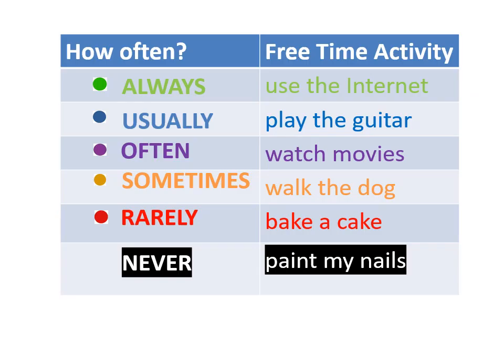So let's look at Mr. Jeremy's free time activities. So I always use the internet. I usually play the guitar. I often watch movies. I sometimes walk the dog, and I rarely bake a cake. Okay, so baking a cake maybe happens like 1 time for a long time, and that's it. And one thing Mr. Jeremy never does is paint my nails. 0 times. I've never done that in my life, okay?